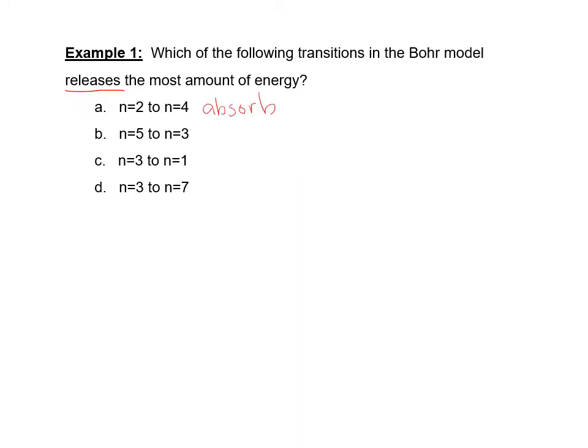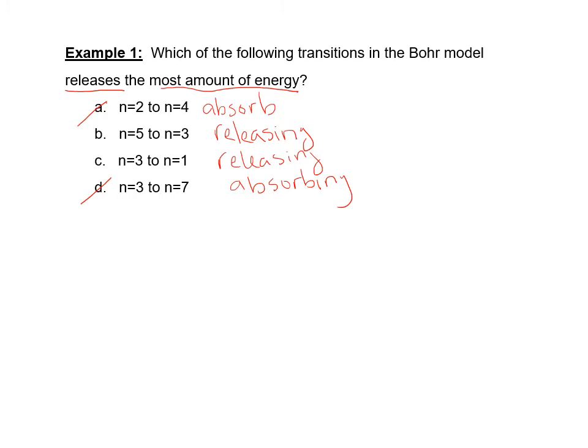In the second one, we're releasing energy because we're going from higher to lower. The closer you get to the nucleus, the more you're releasing. This one is also releasing. And the last one is absorbing. So since the question is asking us for release of energy, we know that it's not going to be A or D. Between B and C, it's asking for the release of the most energy. That means the greatest unit of energy released.